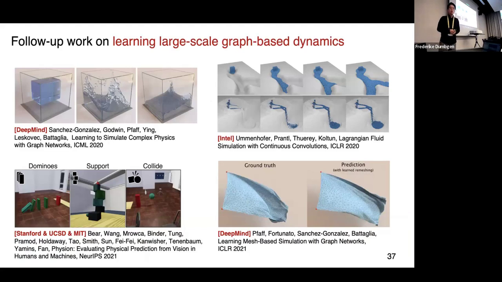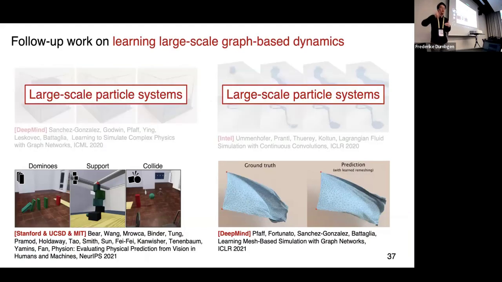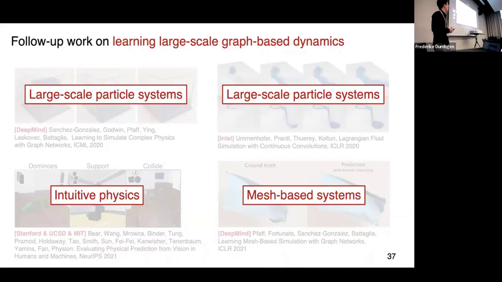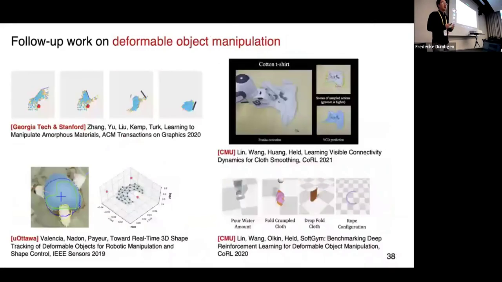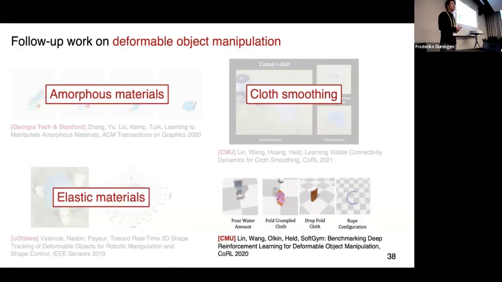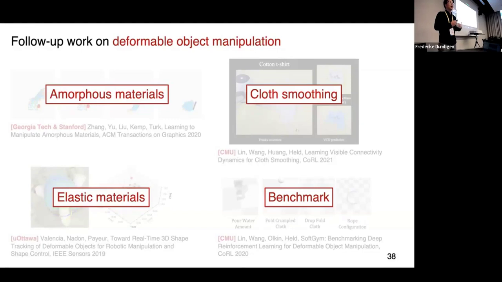So this line of work using particles and graph-based neural dynamics models has mainly inspired two major lines of follow-up work. One line is to scale this up for large-scale graph-based dynamics, like large-scale particle systems, intuitive physics, and also mesh-based systems. The other line uses particles as representations for deformable object manipulation, like amorphous material manipulation, cloth smoothing, elastic material manipulation, as well as a benchmark that evaluates the capabilities to interact with deformable objects.